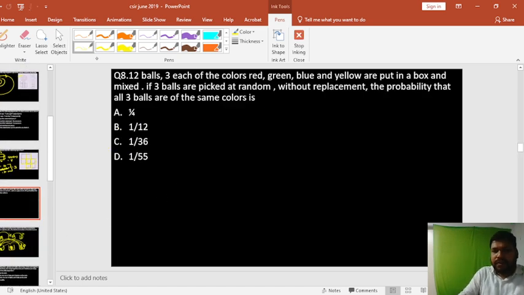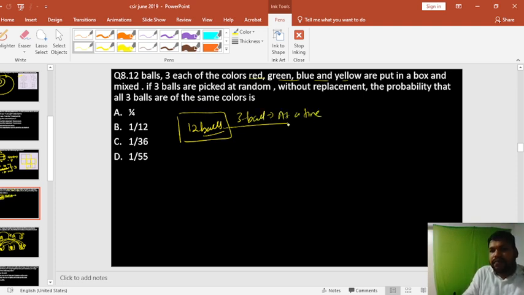Next, 12 balls, 3 each of the colors red, green, blue, and yellow, are in a box, and there are a total of 12 balls. If 3 balls are picked at random, 3 balls at a time, without replacement, then what is the probability that all the 3 balls are the same color? The same color means it could be either red or green or blue.